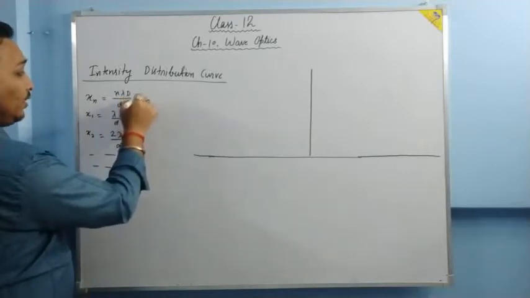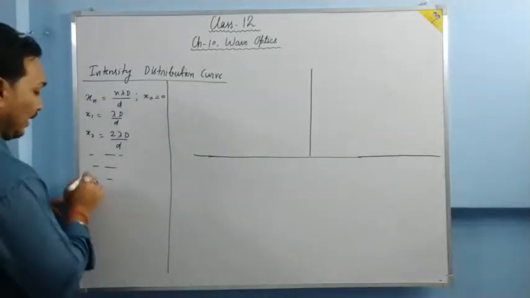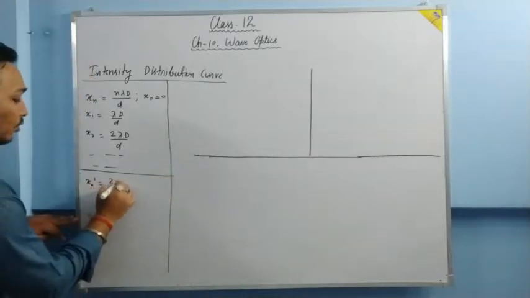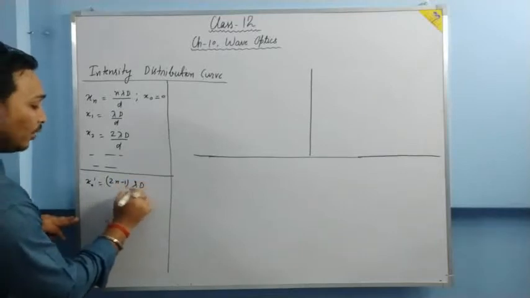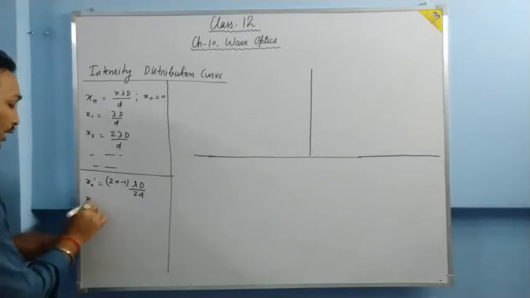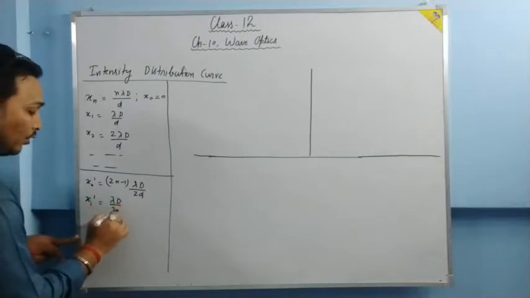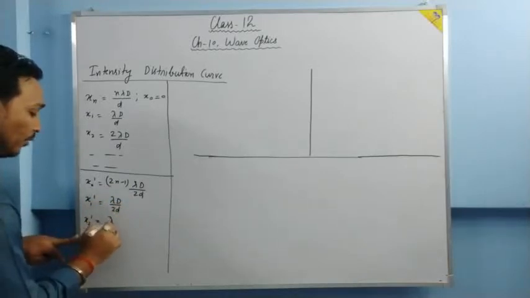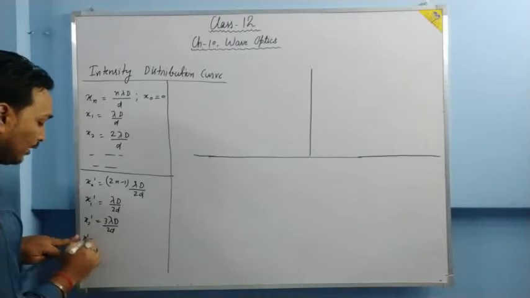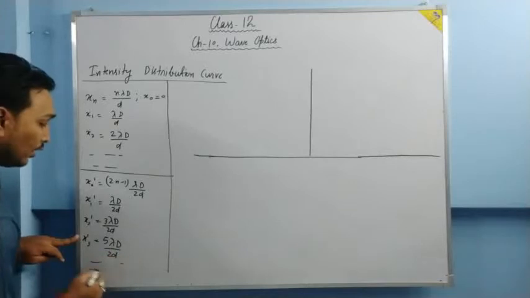Please remember we have a central maximum, x0 is equal to 0. Is it clear? Then for minimum, what do we have? For minimum, xn' is equal to (2n minus 1) lambda D by 2d. Then if you put 1, 2, 3 and so on, the first dark will be formed at lambda D by 2d. Second dark will be formed at 3 lambda D by 2d. Third will be formed at 5 lambda D by 2d, and so on.